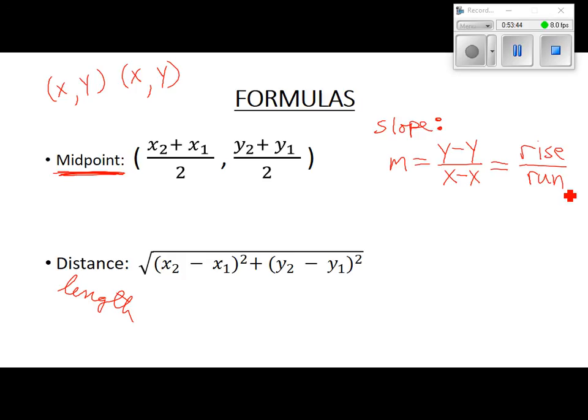Does it have to be switched for the slope? Right. For slope, notice that for everything else the x's come first. For the slope formula, the y's are on top and they come first.